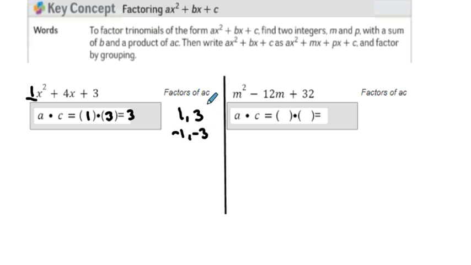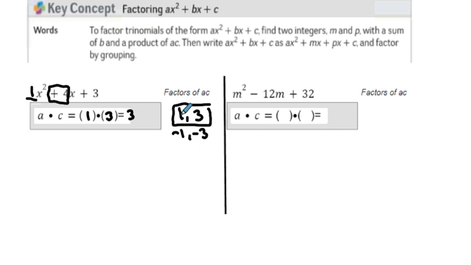And so what you're looking for is the two that add up to give you this number. So we want them to add up to give us +4. Well, the only two that add up to give you +4 are 1 and 3, because -1 and -3 would give you -4. So 1 and 3. So it's going to be this one right here, because 1 plus 3 equals 4.